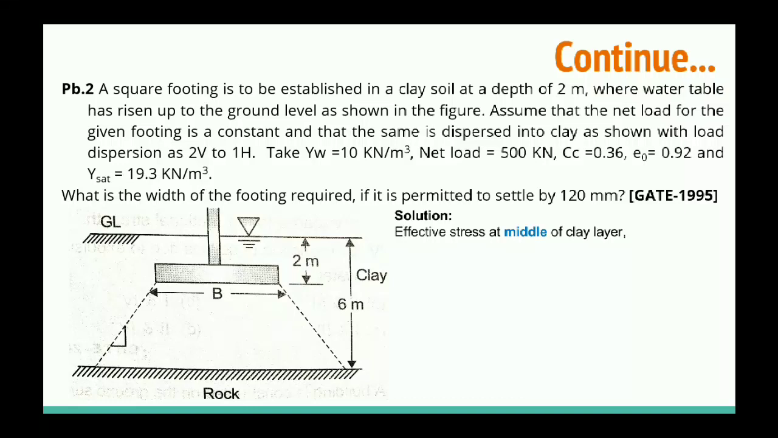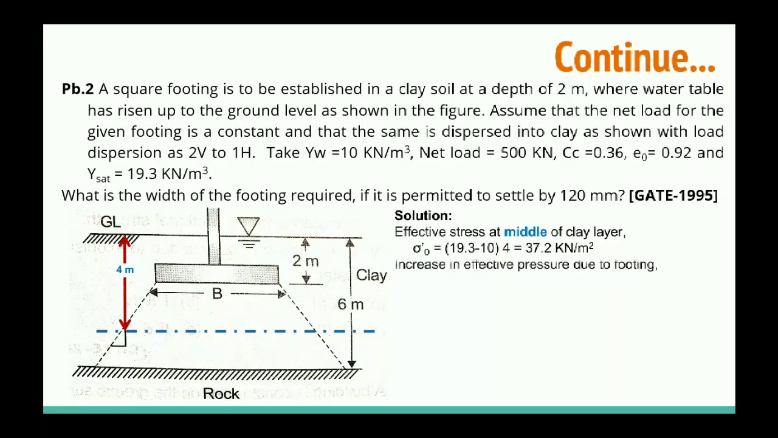So the effective stress at the middle of the clay layer we can calculate, and that is shown by a dotted line. The middle of the clay layer is 4 meters below the ground level. Because the water table is at the ground level, this whole clay layer is in the submerged condition, so we have to take the submerged unit weight into the height. The saturated unit weight is 19.3, and the unit weight of water is 10. So 19.3 minus 10 into 4, and we got 37.2 kilonewton per meter square.